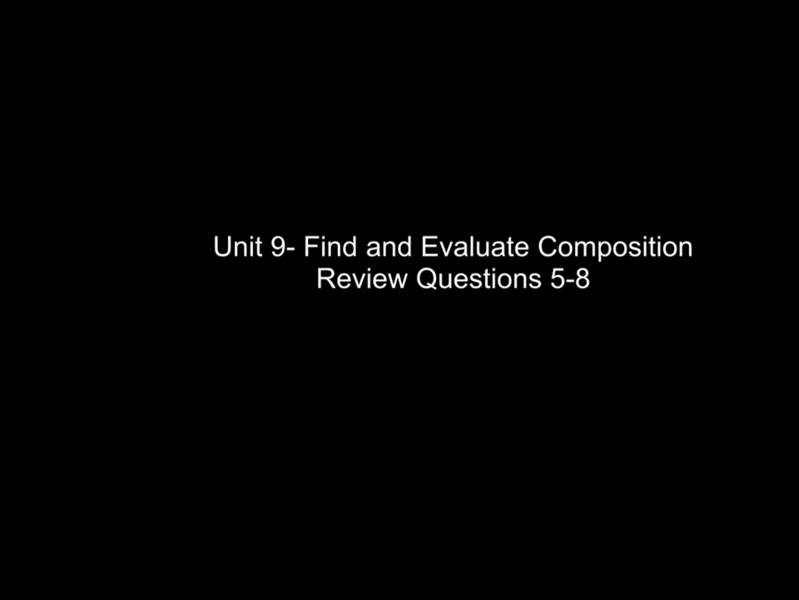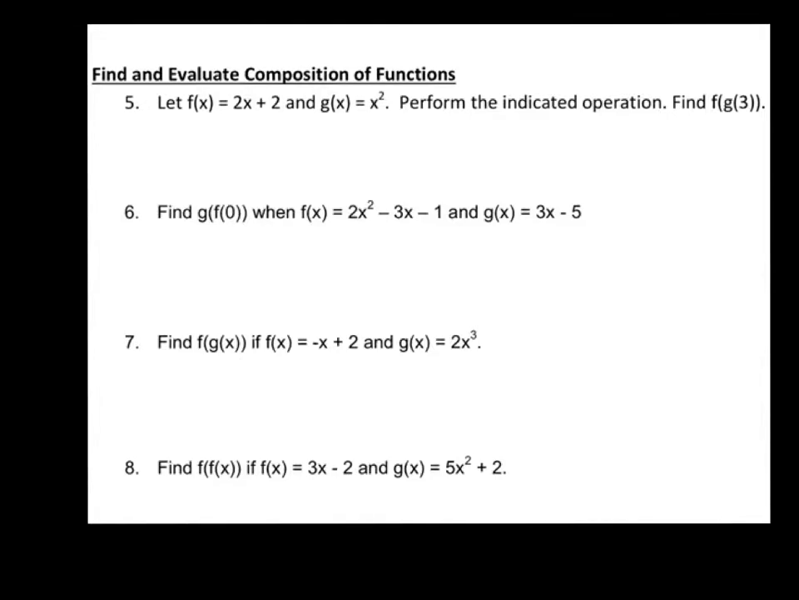Okay, let's talk about questions 5 through 8 on your review that have to do with composition. Question 5 gives you f of x and g of x, and it asks you to find f of g of 3, which means we're plugging g of 3 into f. So first we have to find g of 3. To find g of 3, we're going to plug 3 in everywhere we see an x in g.